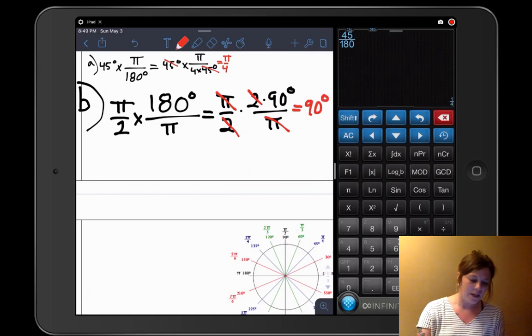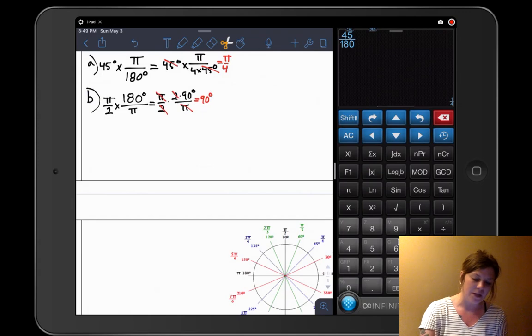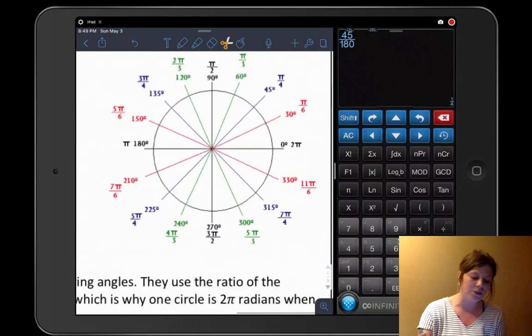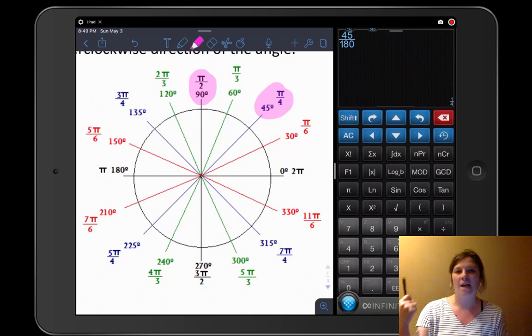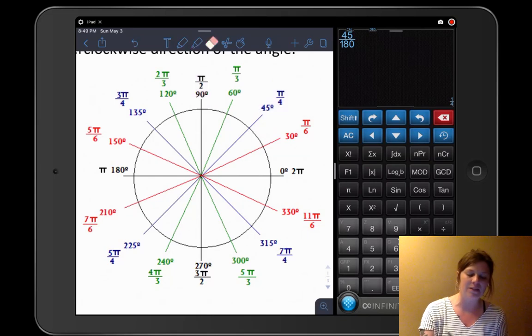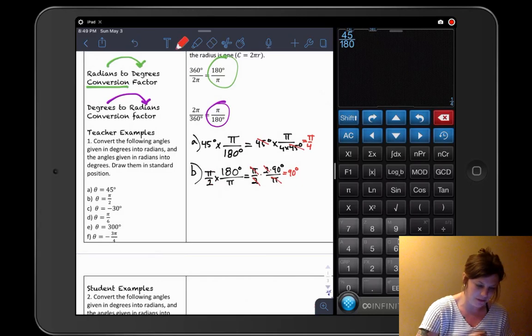Okay, let's take a look at our unit circle, the circle where I have all the degrees and radians written out, and I see that pi over 2 is 90 degrees. Our last one was 45 degrees, which is pi over 4. Makes sense, right? A half is twice a fourth, and 90 is twice 45. So although we've got those silly pies to look at, the fractions still make sense in relation to each other. Okay, let's do C. Oop, almost dropped my pen.